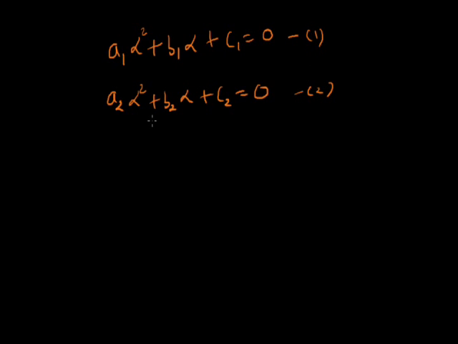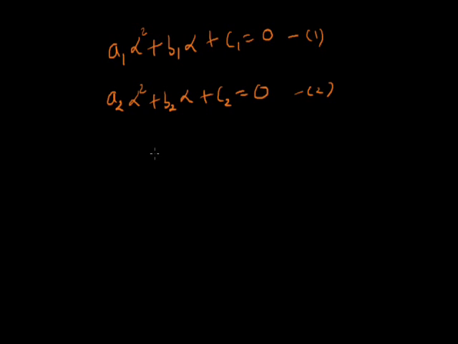So let's say we consider this alpha square as x, and this alpha as y. So this becomes a linear equation, a1x plus b1y plus c1 equals 0. Again this equation becomes a2x plus b2y plus c2 equals 0. Now we solve this equation by cross multiplication method.